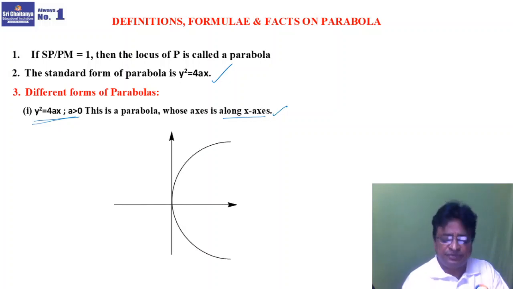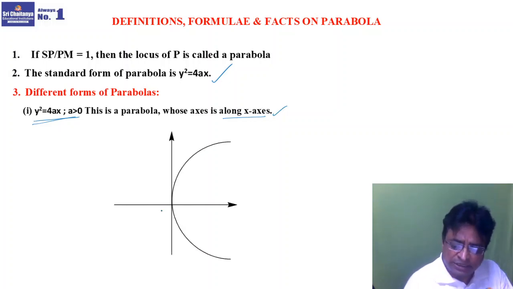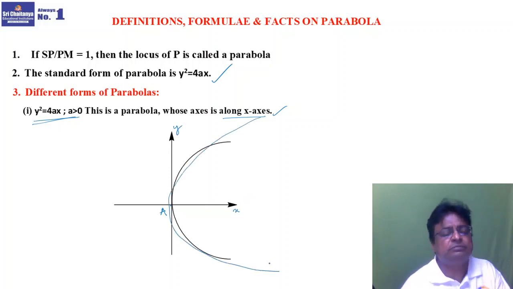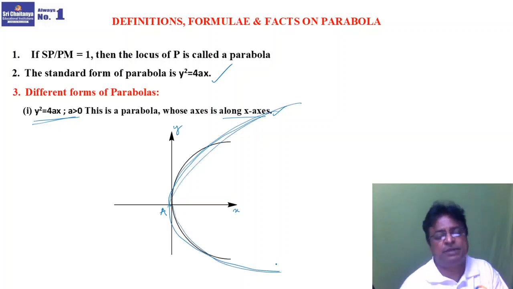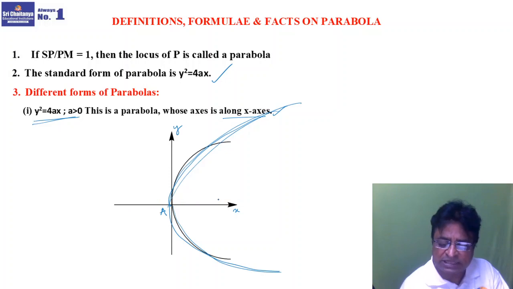See, this is the parabola. This is the origin, let this be a, and this is the x-axis and this is the y-axis. A parabola is an infinite curve. It is not a bounded curve or a closed curve. This is the upper branch of the parabola, an infinite ray, and this is the lower branch of the parabola, also an infinite arc. And it is symmetrical about the x-axis.